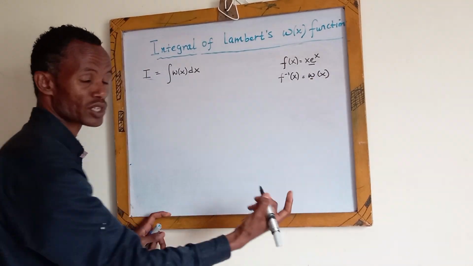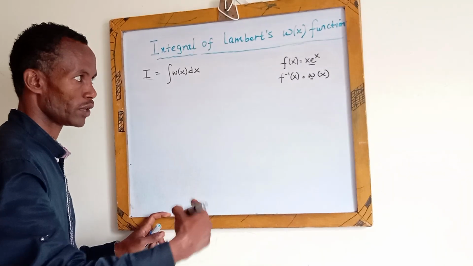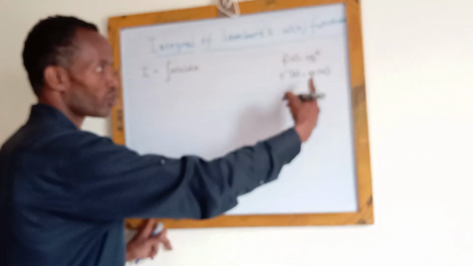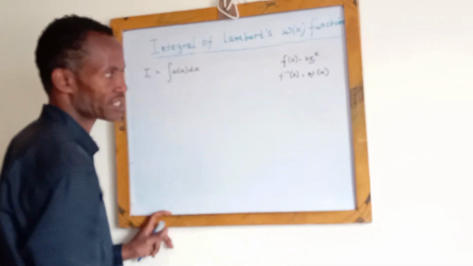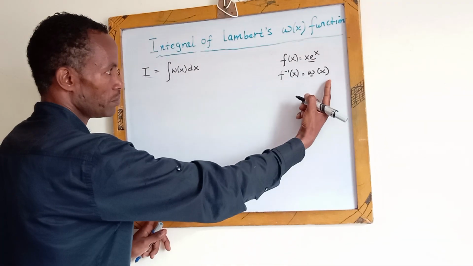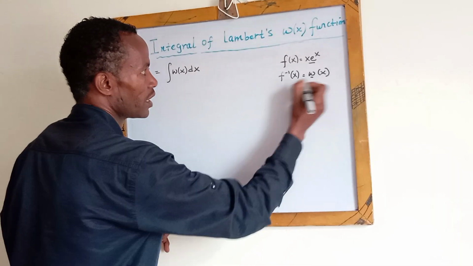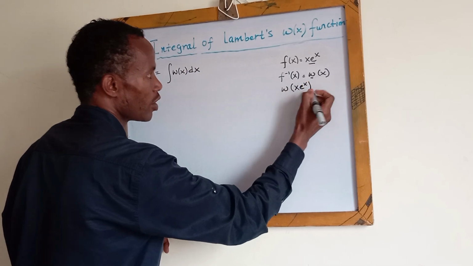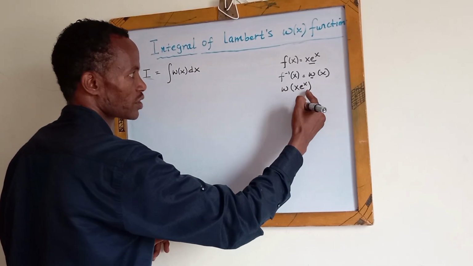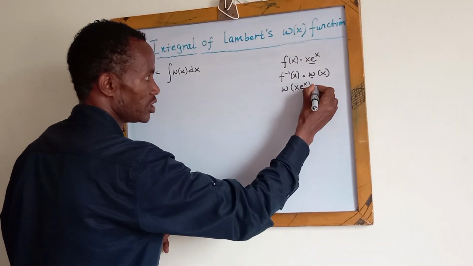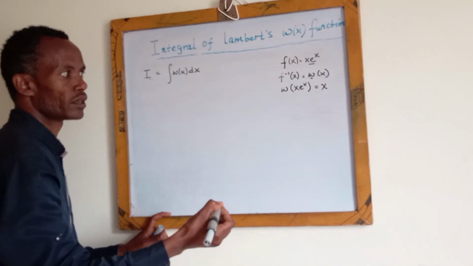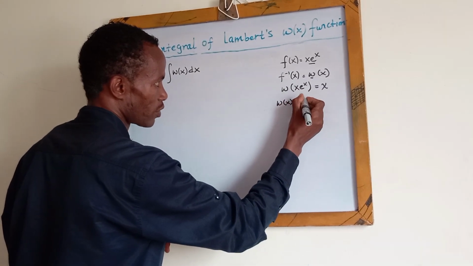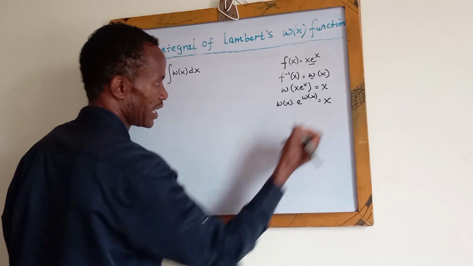This W means omega, like omega for angular velocity or omega in mathematics. It's omega of x, or Wolfram of x. This W of x is evaluated by W(x) times e to the power of x. When you apply W to this function, you will get x. Similarly, W(x) times e to the power of W(x) is evaluated as x.